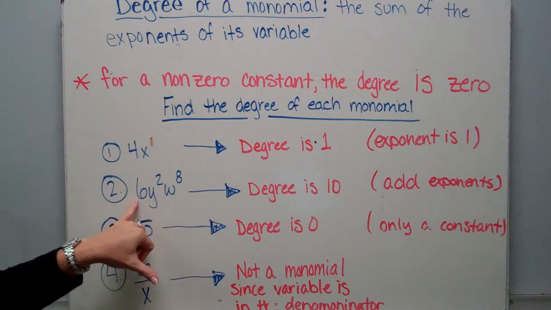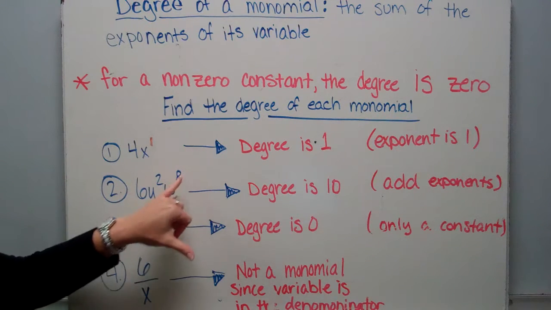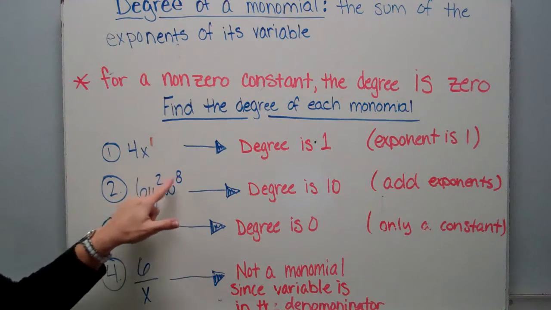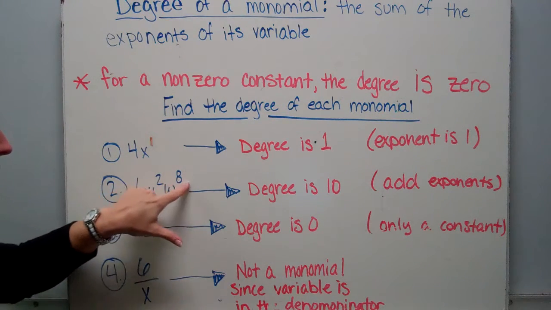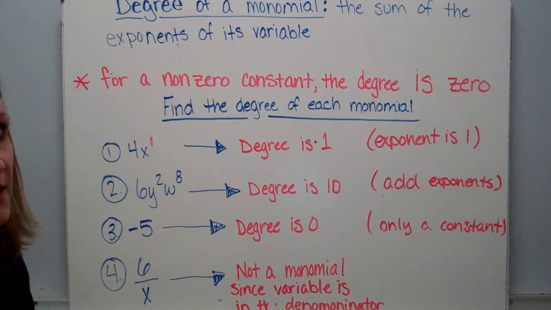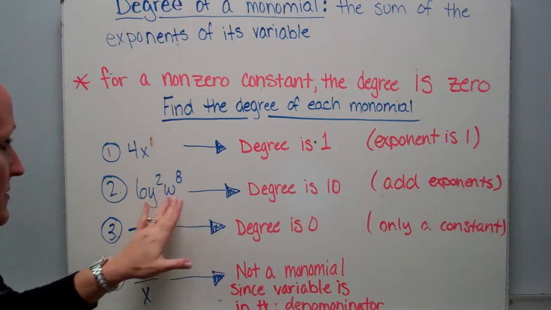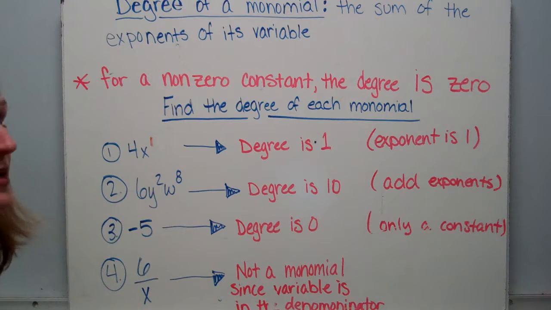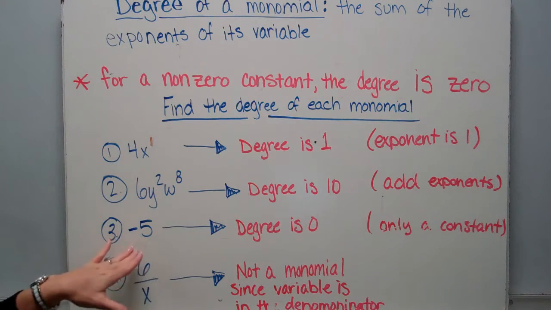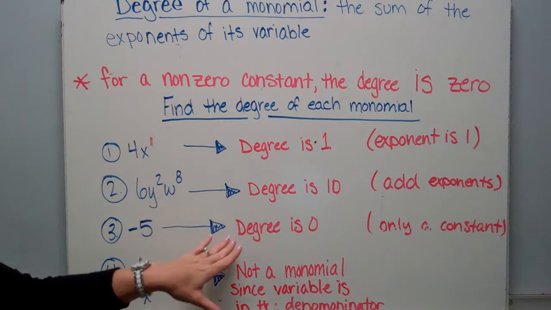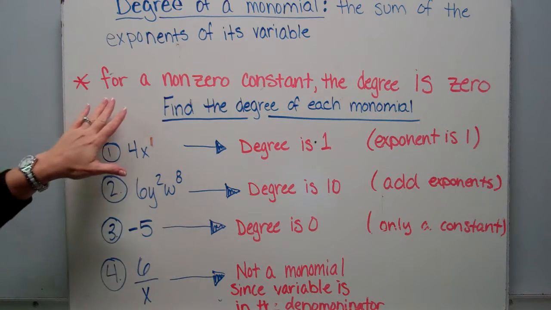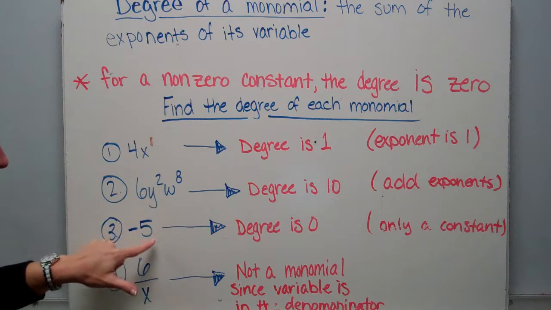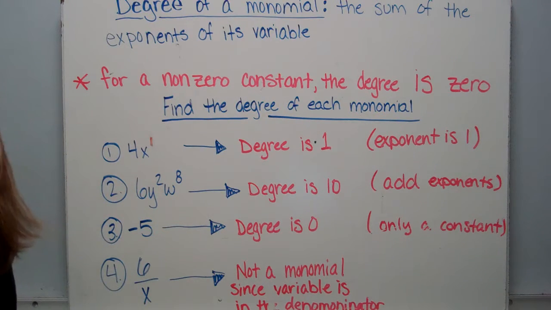What if I have 6y squared, w to the 8th? Add your exponents, so your degree is 10. I added 2 and 8. I got a degree of 10. Remember, this isn't normally how we combine exponents because the bases are different, but in this case, we add them. Okay, what about negative 5? Well, in this, our degree is 0 because it's only a constant. Remember, you've got to have exponents to have a degree.